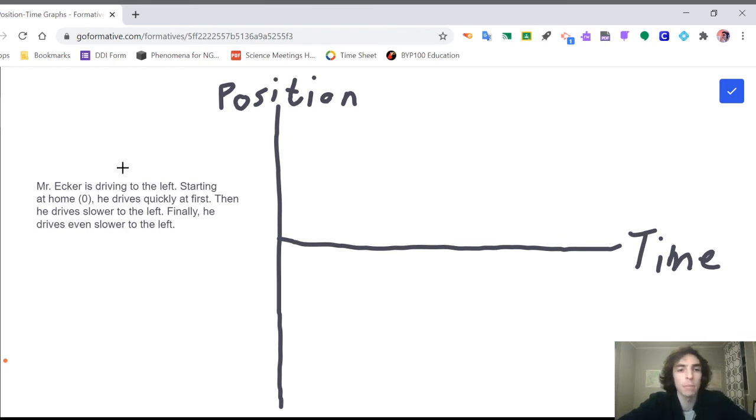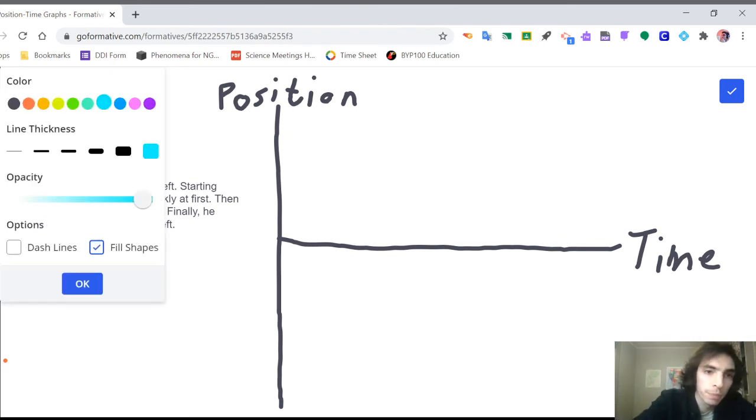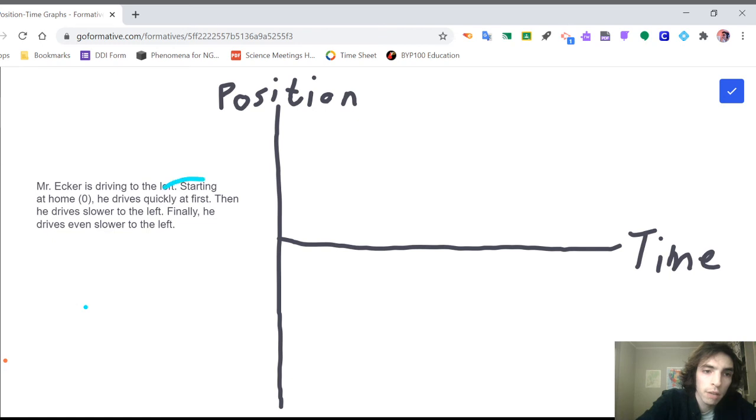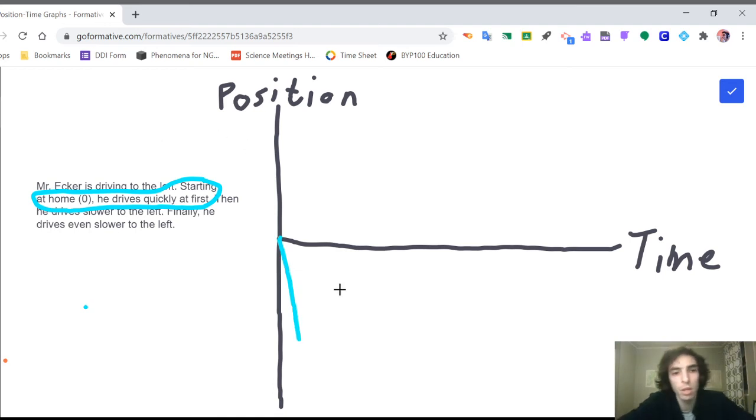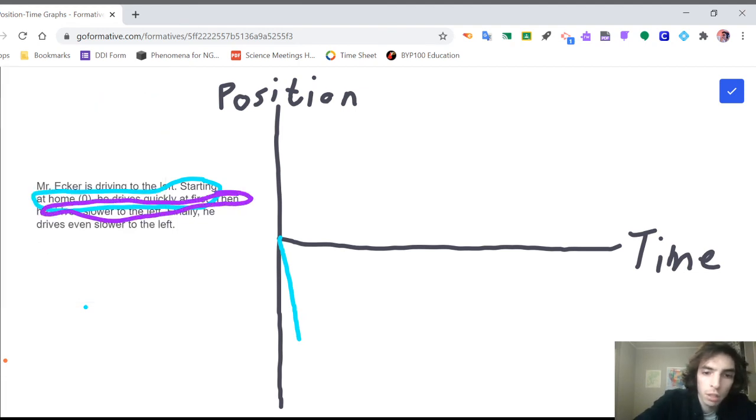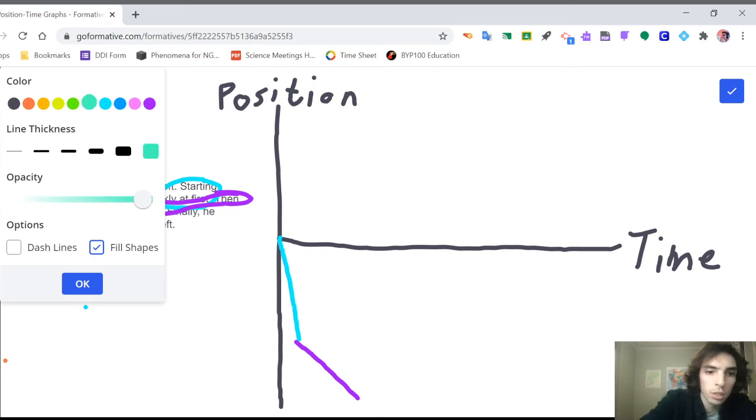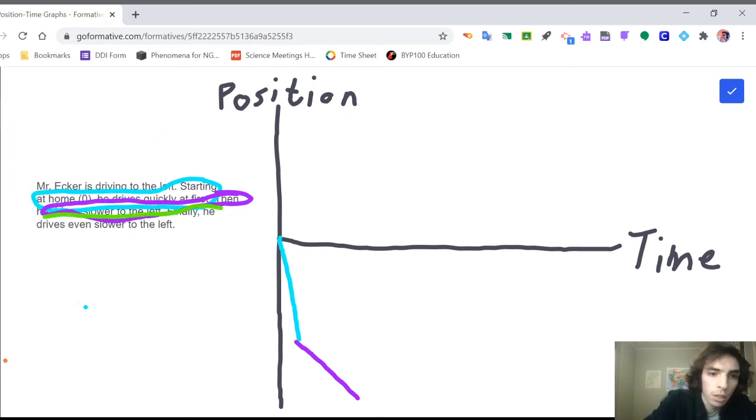Okay, so one last example. Now let's look at me driving left still. Driving left, starting at home, I drive quickly at first. So I'm going to draw a very steep slope in the negative direction because I'm driving left, a negative position, so we need to draw this moving towards our negative positions. Then I drive slower to the left. And then at the end, I drive even slower to the left. Almost at rest.